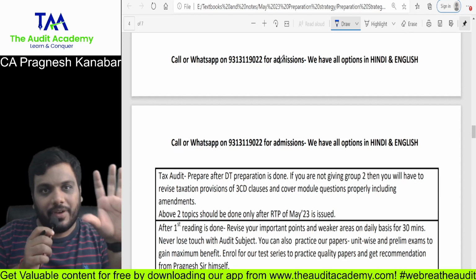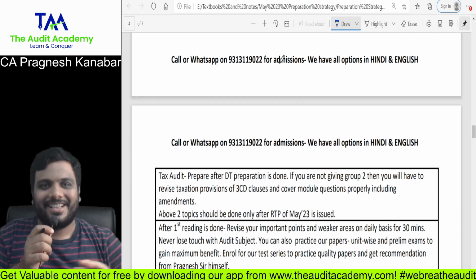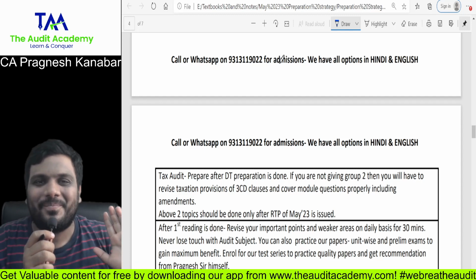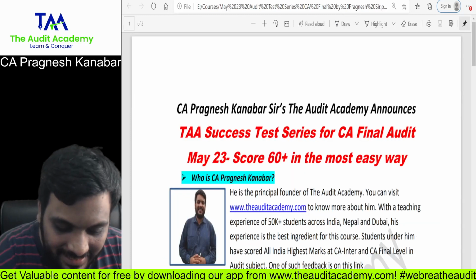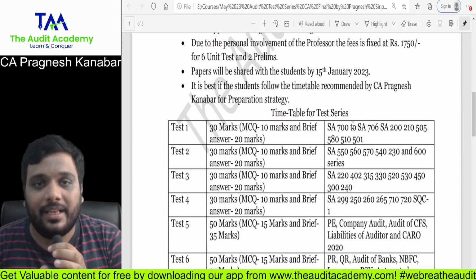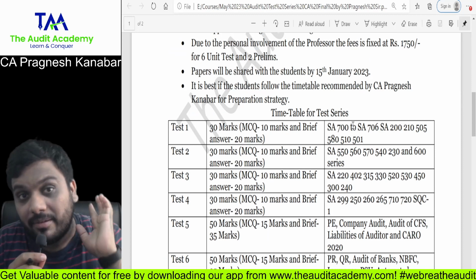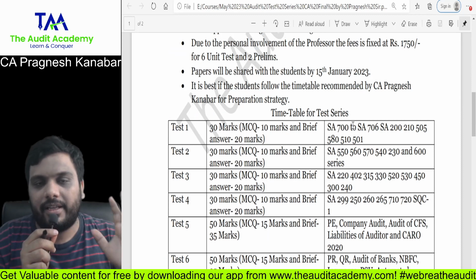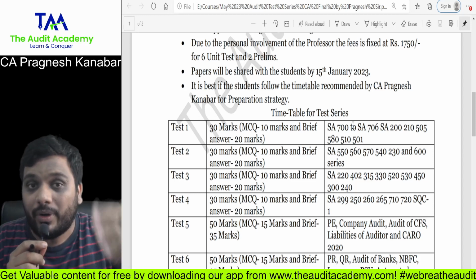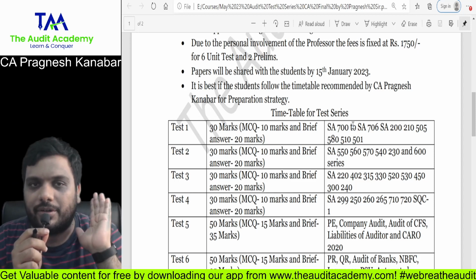And when they are revising, they can follow the schedule of my test series. Let us say that my test series has the first test of these topics, correct? Then after your first reading, for students who are going to read in one shot, from the second reading onwards, you can revise it in this flow and finish it off.